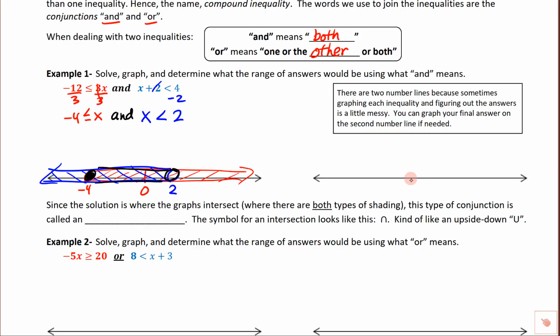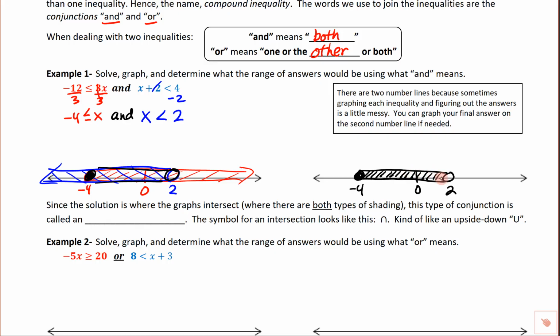So here's what I'm going to do. I'm going to put 0 about right there. I'm going to put 2 right here. I'm going to circle that. I'm going to put -4 right here. I'm going to circle that. And remember, the -4 was filled in. It was covered with both types of shading. The 2 is open, so I'm going to leave that open, and then I'm just going to shade in between the two of those. So we're going to shade like that right there, and then I'll just do a little bit of diagonal shading, and there's the answer.